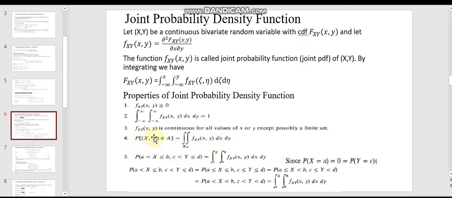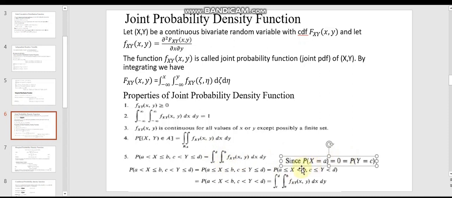So it gives the probability of that event. If the probability of random variable x is greater than a and less than or equal to b, and random variable y is greater than c and less than or equal to d, then its joint CDF can be attained by integrating the PDF from a to b and c to d along the x and y directions.